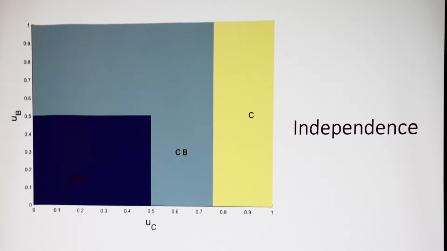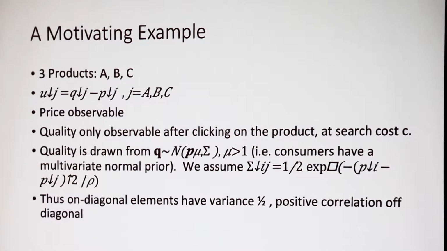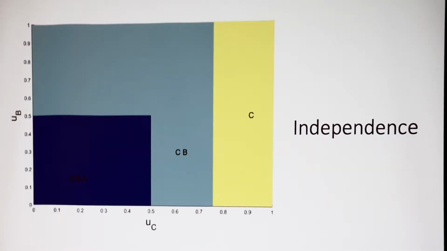So it turns out that if the quality, that sigma matrix, is independent, so there's no covariance terms, then when you sample one product, you don't update on the mean utility of the other products. And in that case, the optimal search strategy has a very simple solution. And it's characterized by Weitzman. So this Weitzman paper, 1979, is a very nice paper if you haven't seen it before.